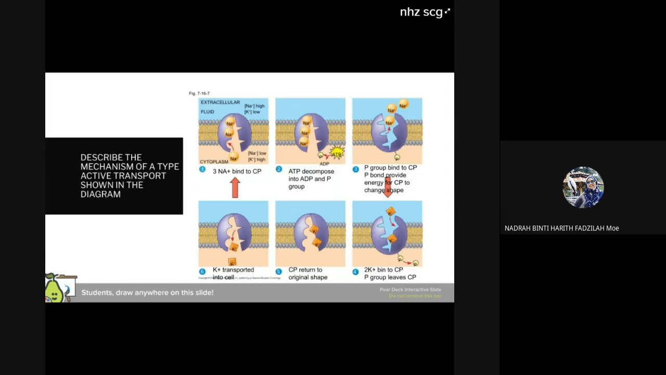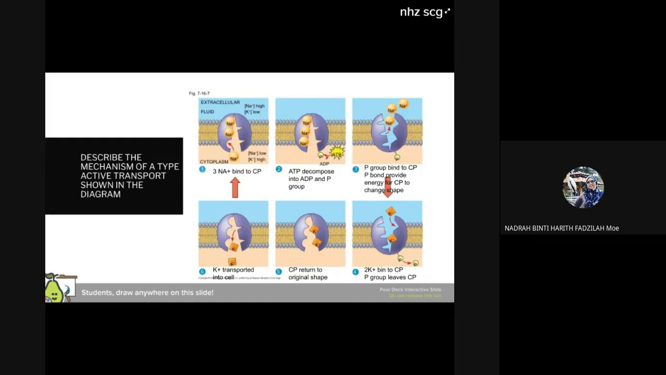adenosine triphosphate. Adenosine ada 3 phosphate. So one phosphate is transferred to the carrier protein, which means transfer of energy from ATP to carrier protein. Itu maksud dia. Bila ada tenaga, baru carrier protein can change shape.